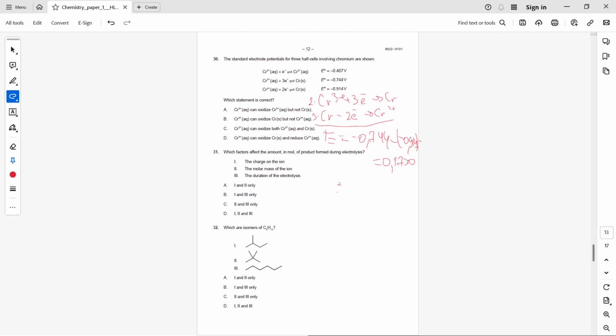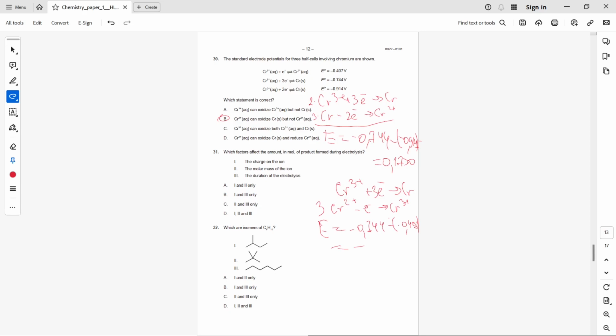And for the second part, we need to check this reaction. I'm going to leave the first one, and I will change only the second one. We need to multiply this by 3 for the equation, but for the potential it doesn't matter. I just need to subtract from 0.744 the value 0.407, and it's going to give us some negative value. So it's going to be option B.